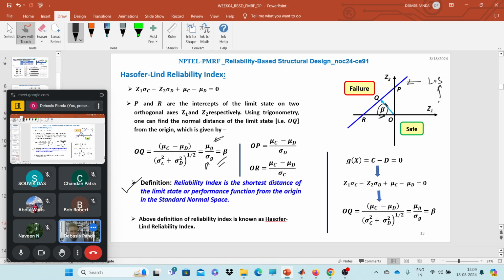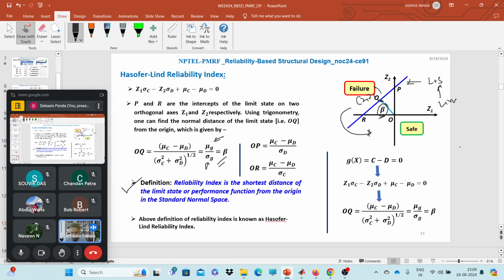Now for this case, we have seen that our limit state function is linear, right? So easily we can conclude that this is our design point. That means if we can find the z1 and z2 values, we can convert them into the x domain. But the thing is, what if we have a non-linear limit state function?